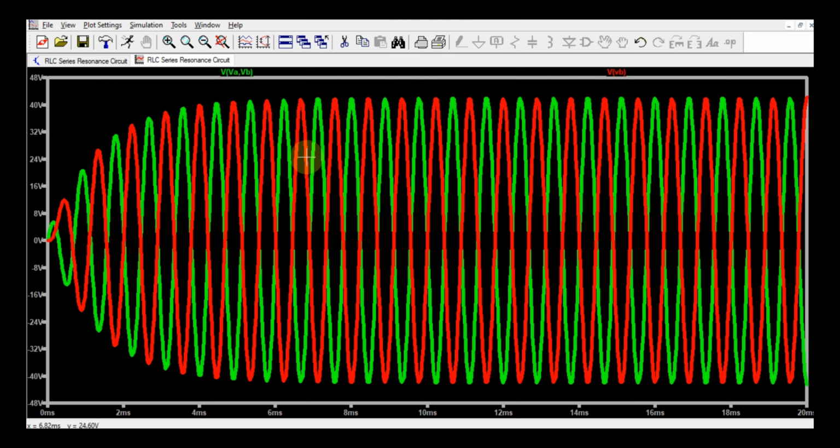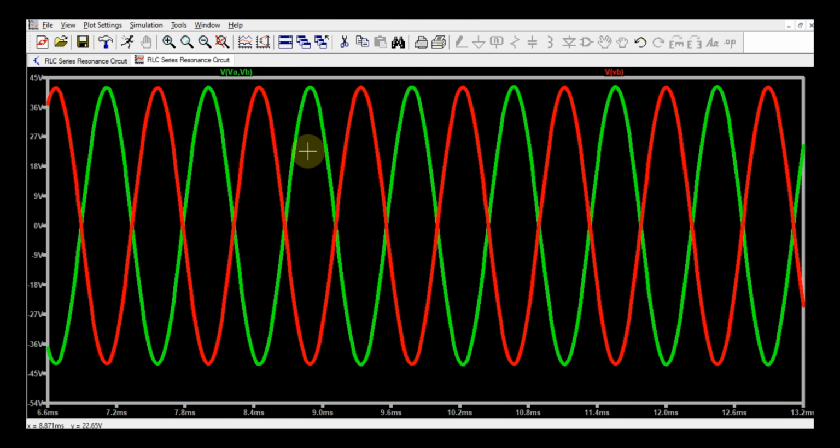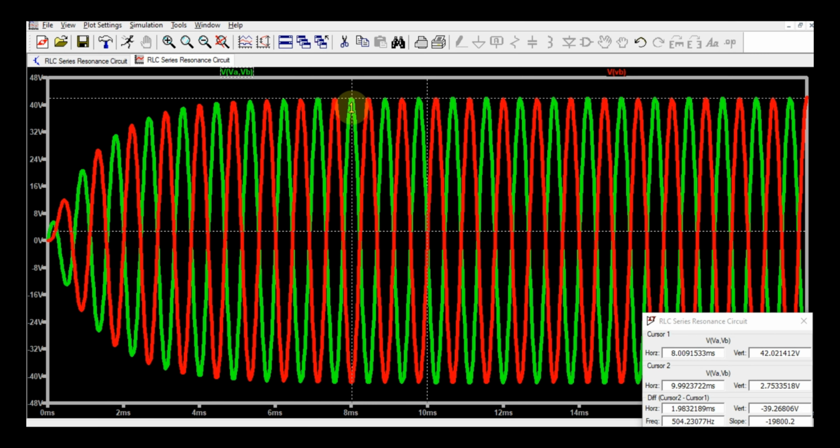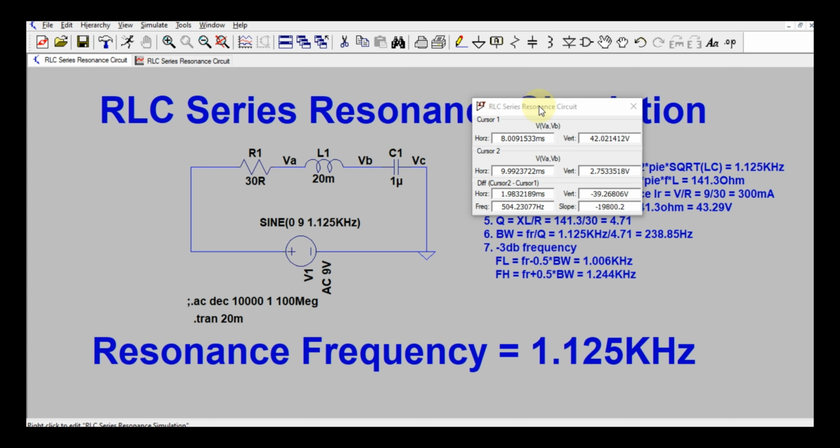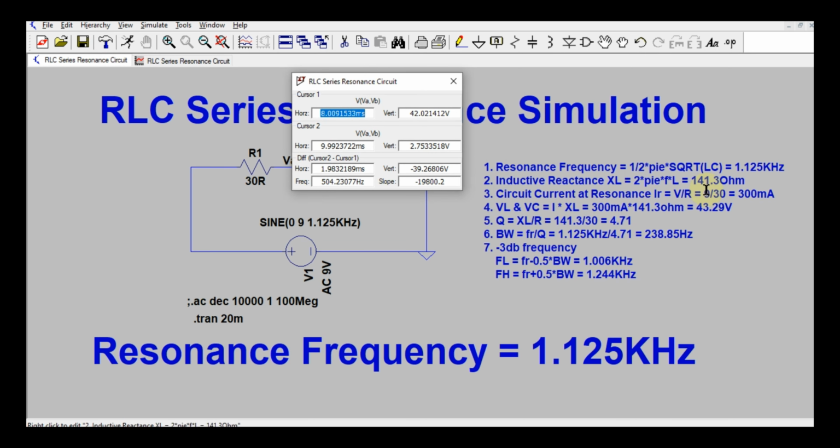So you can see that at the resonance, your voltage across the inductor and your voltage across the capacitor are equal in magnitude but opposite in polarity. So you can see here, the voltage across the inductor is coming to 42 volt, and let me show you your theoretical value. Your theoretical calculated value was 43.29 and here you are getting 42.02 volt, which is very close to your theoretical value, right?